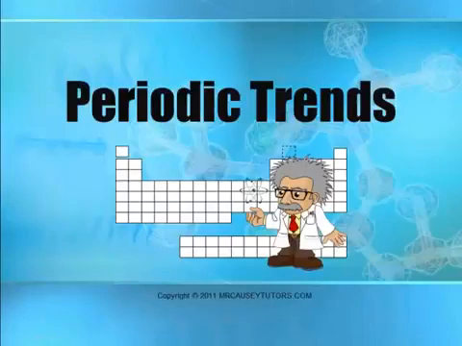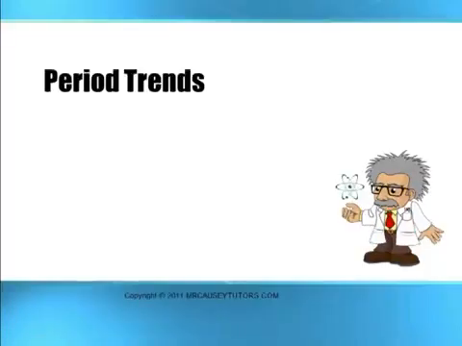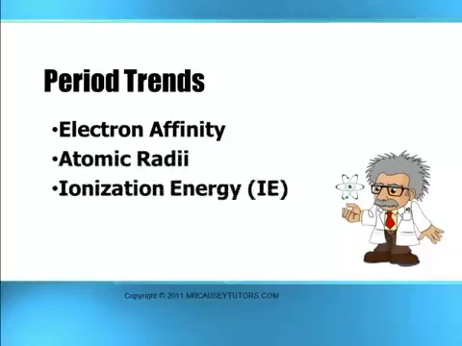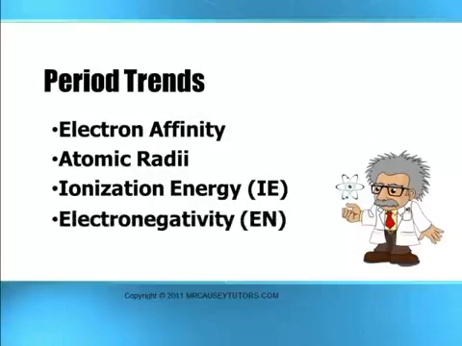And the importance of periodic trends is to help us make decisions with bonding and chemical reactions. And especially I want you to pay attention to electronegativity. So let's get started. Periodic trends, there's four main periodic trends: electron affinity, atomic radii, ionization energy, and electronegativity.